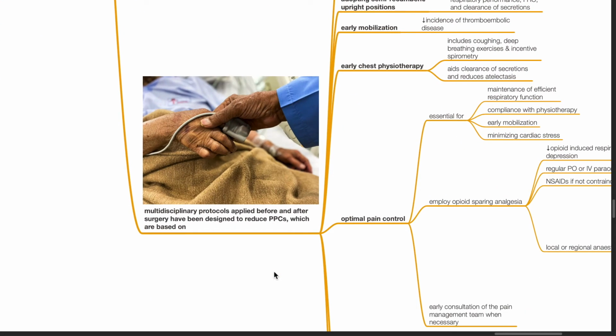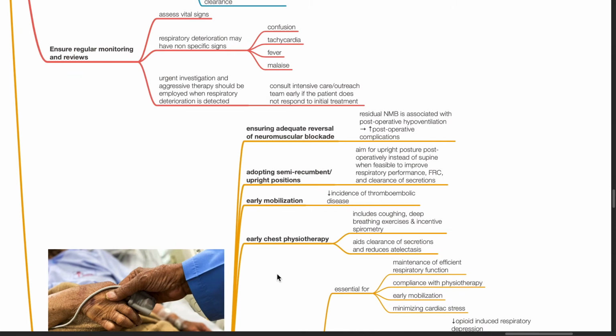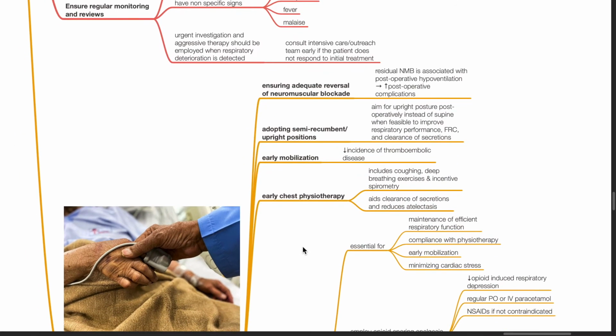Multidisciplinary protocols applied before and after surgery have been designed to reduce PPCs, which are based on ensuring adequate reversal of neuromuscular blockade. Residual neuromuscular blockade is associated with post-operative hypoventilation and increased PPCs. Adopt semi-recumbent or upright positions. Aim for upright posture post-op instead of supine when feasible to improve respiratory performance, FRC, and clearance of secretions.